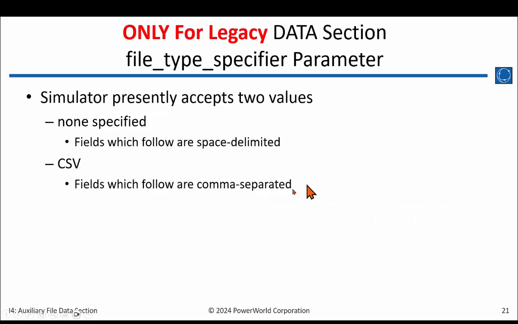And the file type specifier for the legacy format would either be blank or the string CSV. Blank means that the data that follow are space delimited, and CSV means the data that follow are comma delimited, or comma separated values.